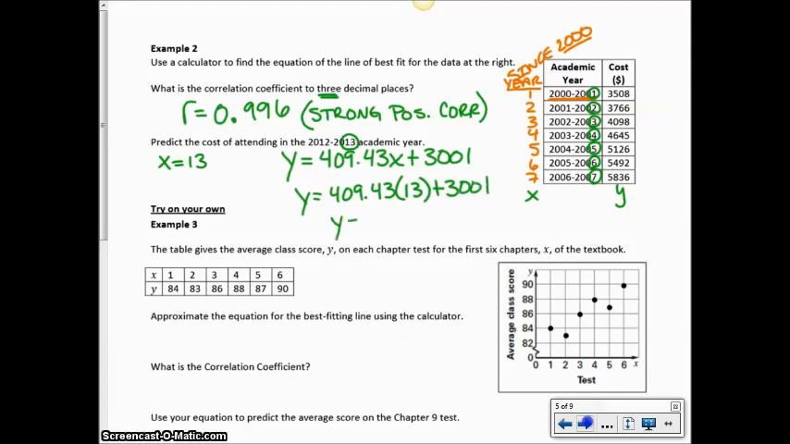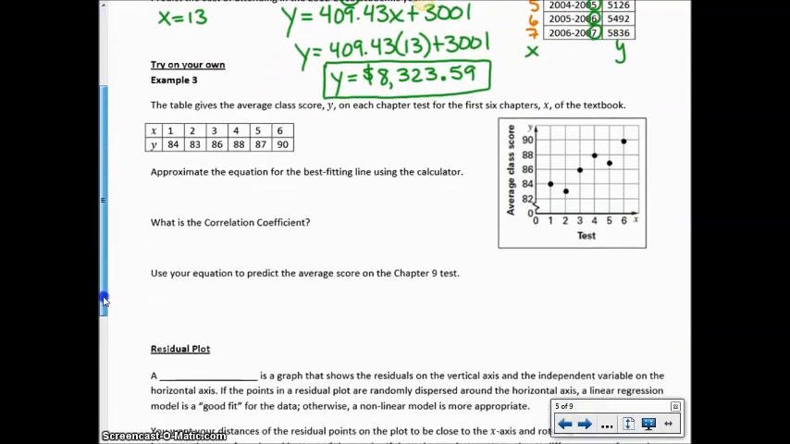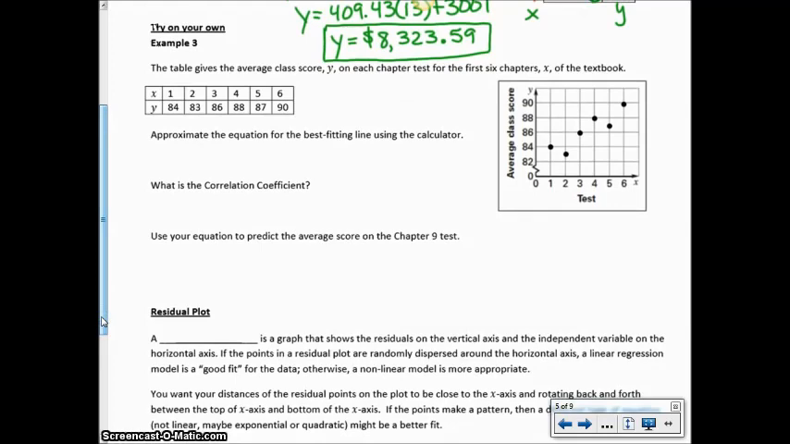And when I put it in my calculator, I get that it's going to be, and I know it's money because it says the cost, so it's $8,323.59. So that's how much it would cost to attend that particular school. It says academic year, so it's got to be a school, probably college. That's how much it would cost to attend in 2003. Okay, so I want you to pause the video, try this one on your own, and then when you restart, I'll be ready to go over it with you.